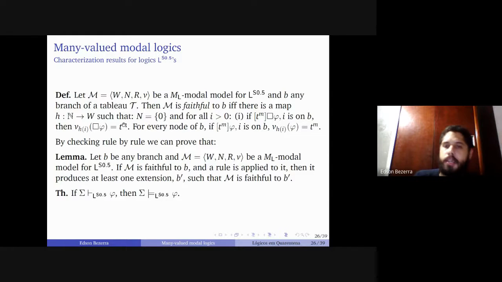And for every node, if phi in the world E receives the label Tm, then the evaluation with the function gives the value Tm. By giving a proof where we check case by case, rule by rule, we can prove the following lemma: let T be a branch and M a model. If M is faithful to the branch and a rule is applied to it, then it produces at least one extension B prime such that the model is also faithful to the extended branch. Proving this lemma, we have the soundness result.